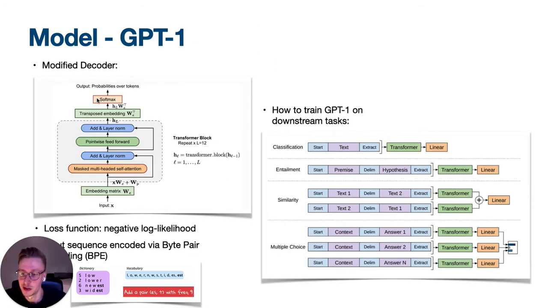Next up, I want to talk about the GPT-1 architecture, to go from GPT-1 to 3. First of all, as I already said, it's based on this modified decoder. We can see that each decoder block in the transformer consists of a masked multi-head self-attention, layer normalization, and then a feed-forward network. It has a loss function of negative log likelihood, and the input sequence is encoded via byte pair encoding.